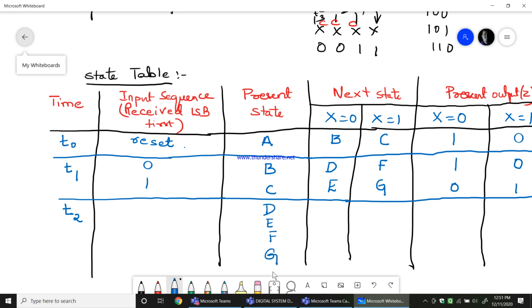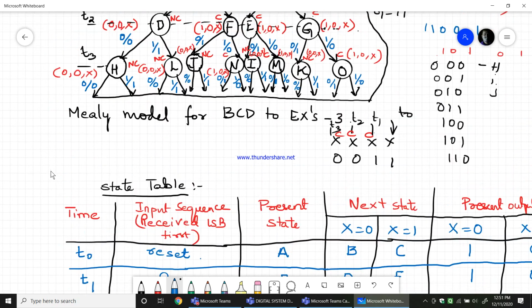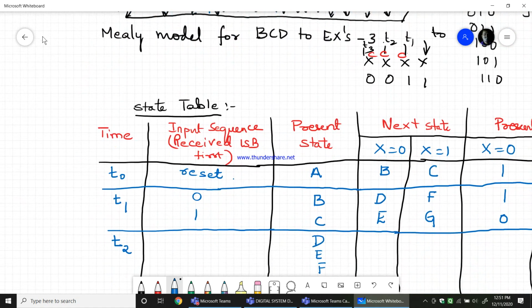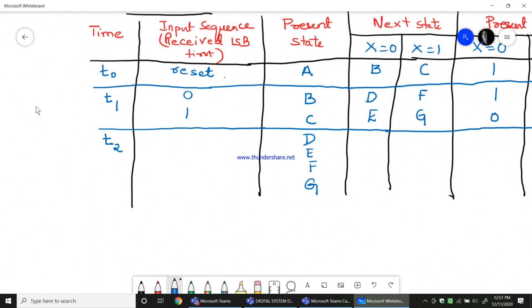Now what is D, E, F, G? How to write the input sequences? Earlier we have seen, right? D, E, F, G is 0 0, 0 1, 1 0, 1 1. Therefore, D, E, F, G is 0 0 0 1 1 0 1 1.